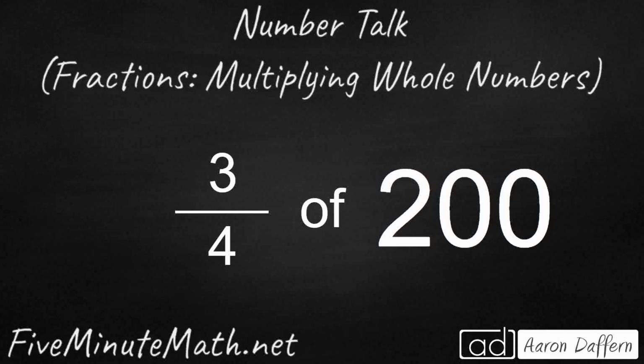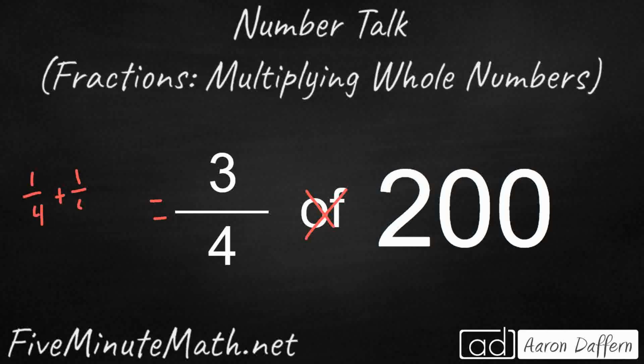Today, for our number talk, we are multiplying the fraction 3/4 and the whole number 200. It's really this word "of" that gives us the clue that we're multiplying. That's what we typically use when we want to signal that we're going to multiply a fraction and a whole number, that word "of." One way to think about this is let's break down our 3/4 into some unit fractions.